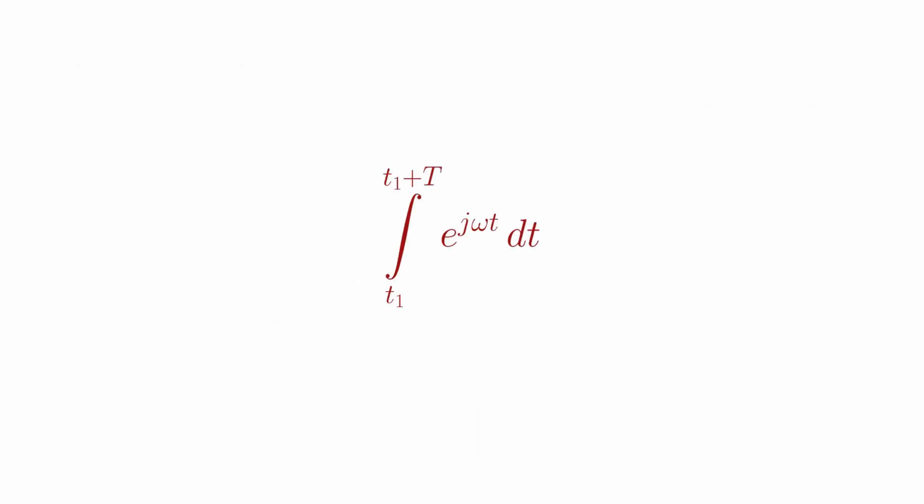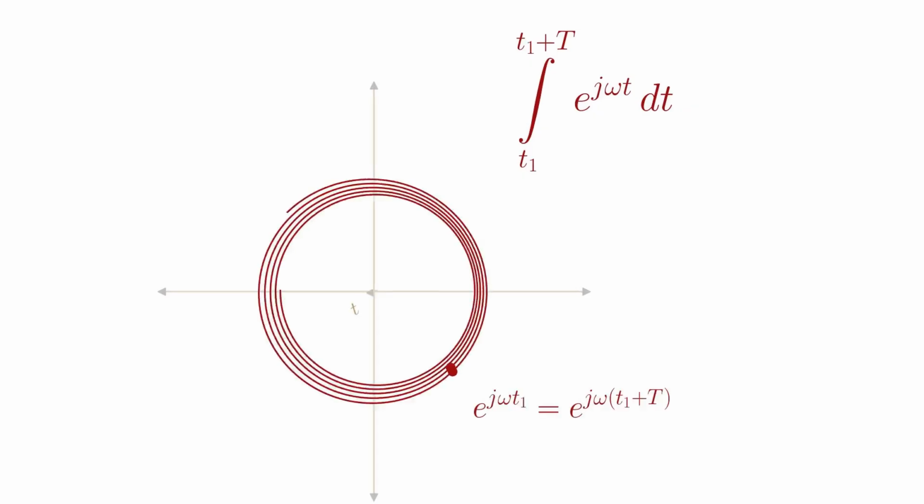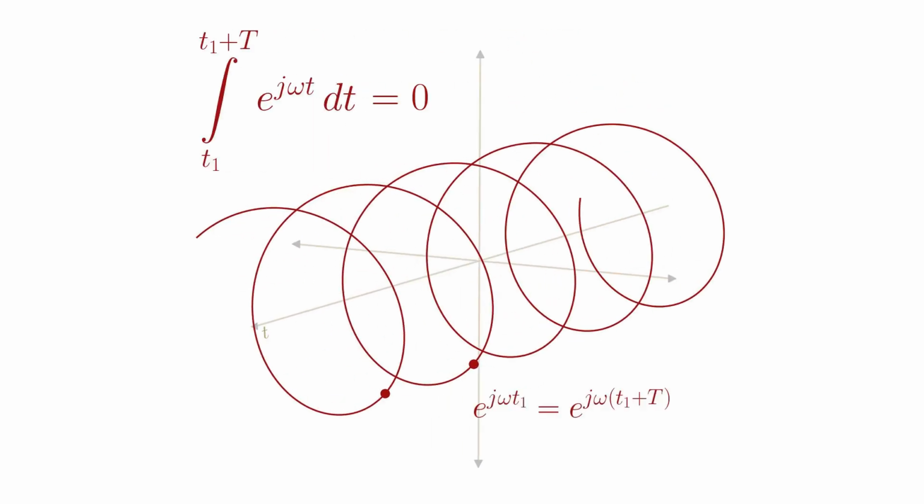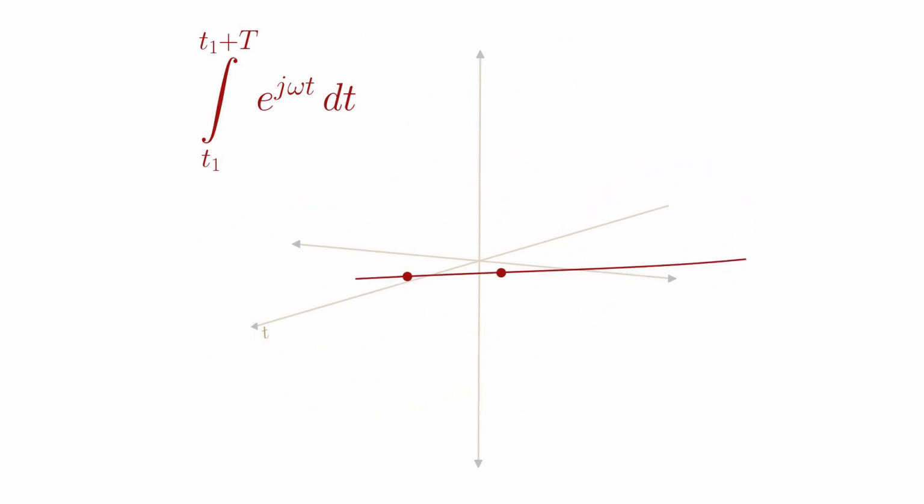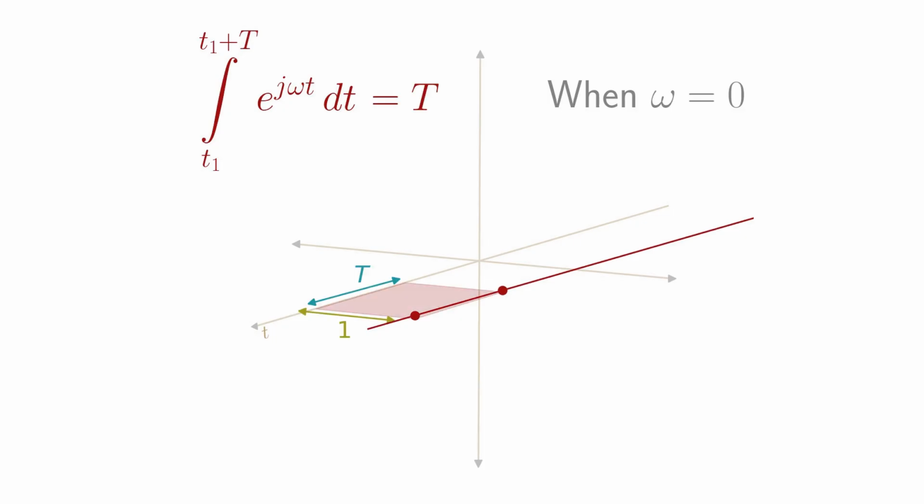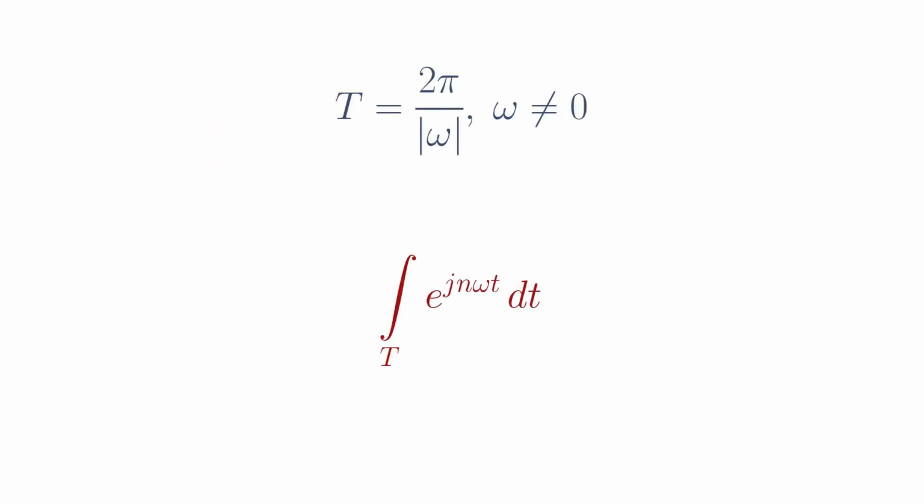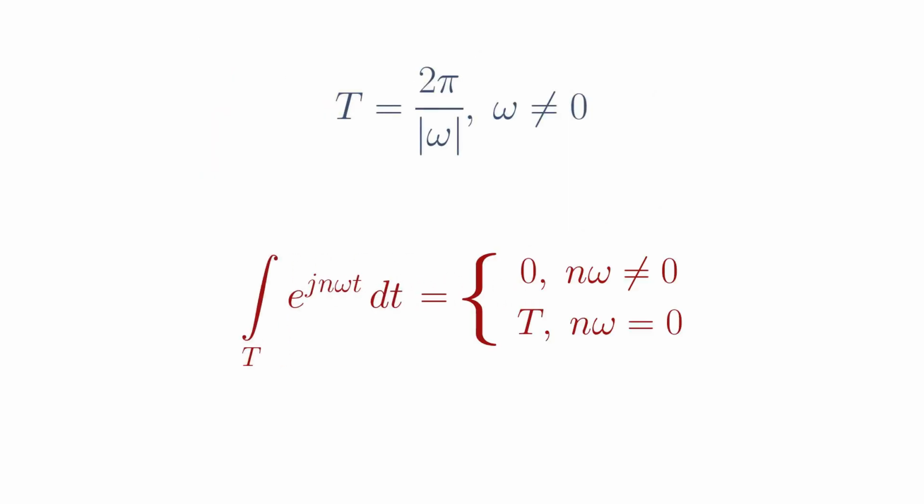So what happens when you integrate a complex exponential over its fundamental period? Well, it's at the same position at these two instants of time, so 0? Do you think it's always 0 no matter what omega is? When omega equals 0, we get T as the answer. Note that the fundamental period is undefined in this case, because the value of the complex exponential is the same at all times. So this equation holds good for any value of capital T. So in general, over T, we get 0 when we integrate a complex exponential with a non-zero frequency.